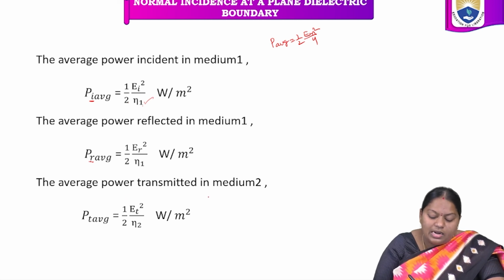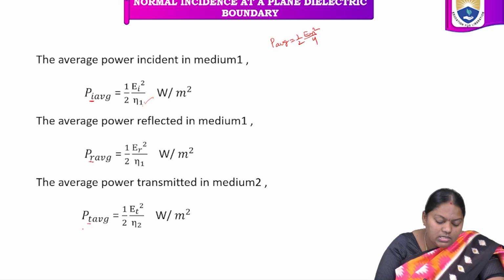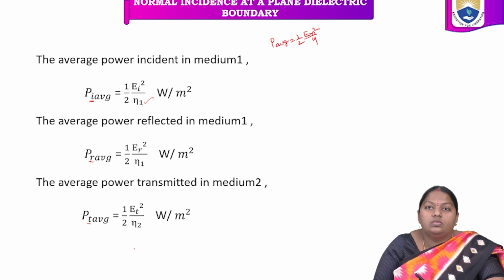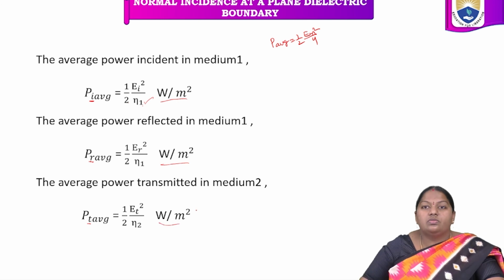Similarly, the average power transmitted in medium 2. The transmitted wave is in medium 2 only. Hence, Pt stands for transmitted wave. So Pt average is equal to 1 by 2 into Et square by eta 2. And in general, we know that the average power density is measured in watts per meter square. So the incident wave power density is given by half into Ei square by eta 1. For the reflected wave, it is half into Er square by eta 1. For the transmitted wave, it is Et square by eta 2 into 1 by 2.